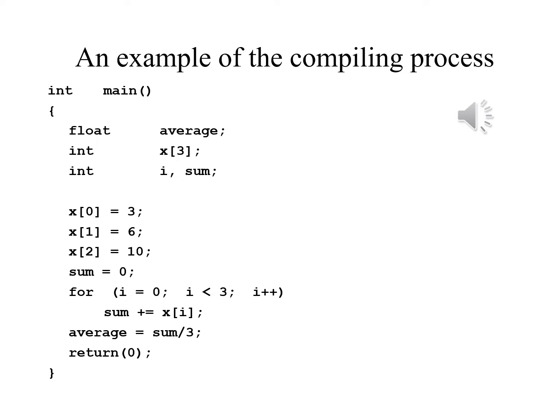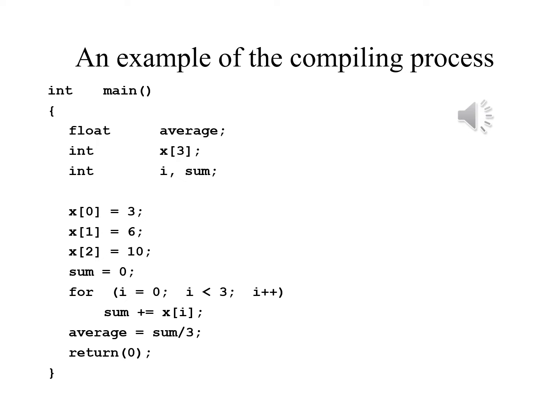It begins with the usual int main, and then you have three variable declarations: float average, int x[3], meaning that x is an array of three integers, and int i, sum. Now you'll see here we're going to explicitly set the three values in x. x[0] is 3, x[1] is 6, and x[2] is 10. We will initialize the sum to 0, and in a for loop we will have i go from 0 up to 2. When it hits 3, we'll drop out.